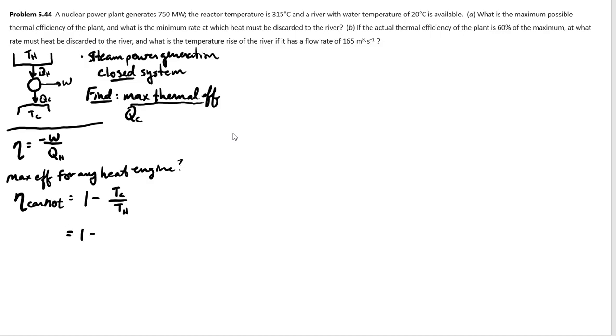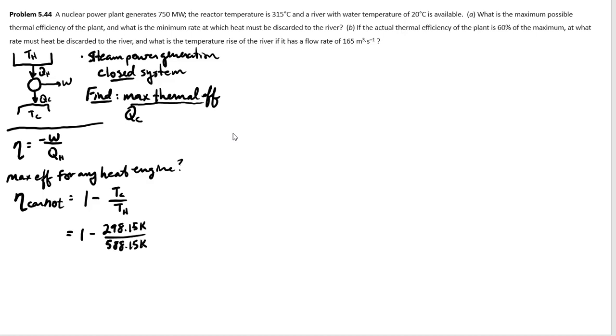So that's 1 minus the temperature of our cold reservoir, which is 20 degrees C. But what you have to remember, especially when doing second law problems, is to always use Kelvin. We always use absolute temperature. So this is 298.15 Kelvin. And then our hot reservoir, the reactor, will be what?